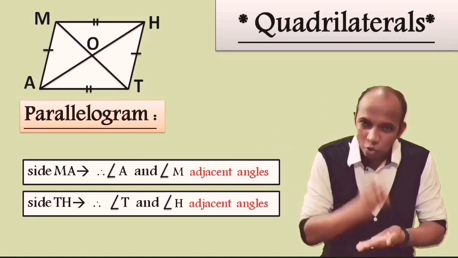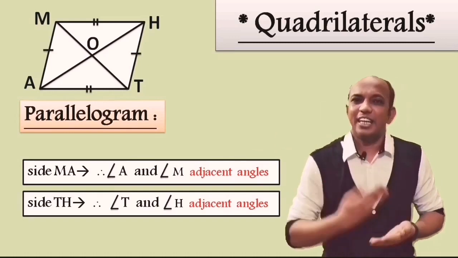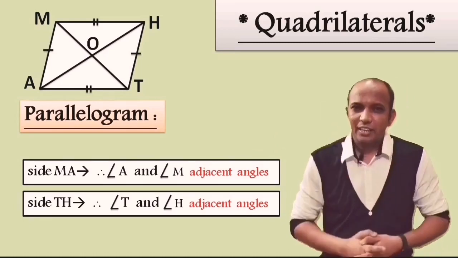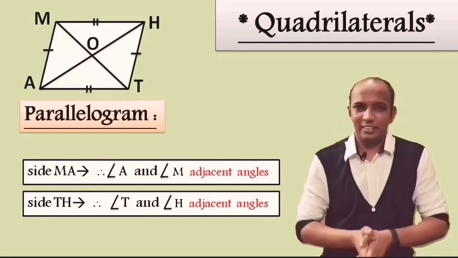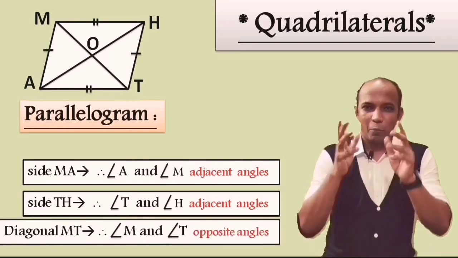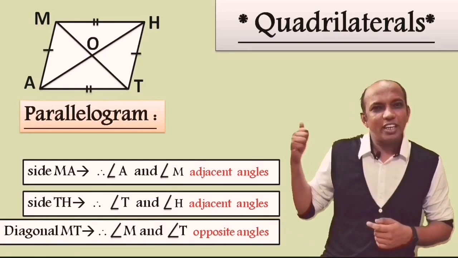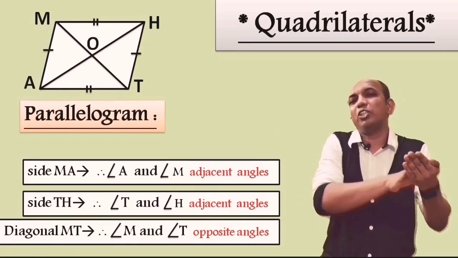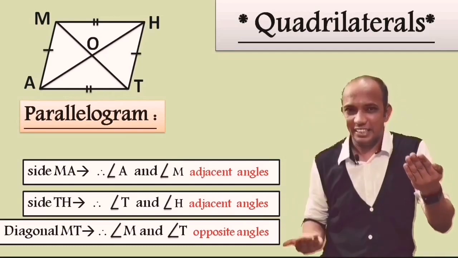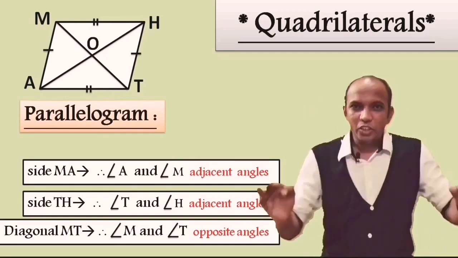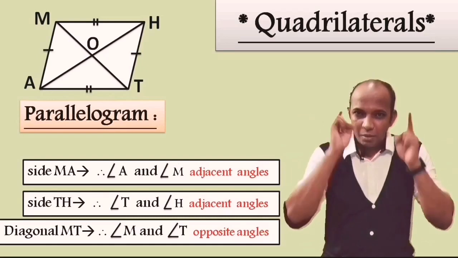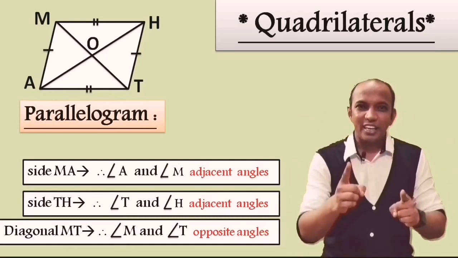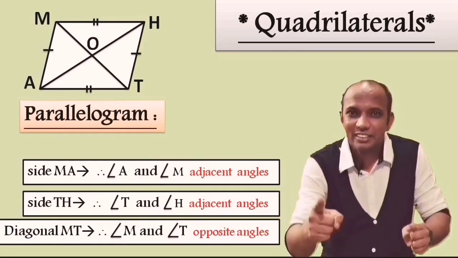The name of the side shows or indicates the adjacent angle also. For the opposite angle, keep it in mind, the name of the diagonal gives the hint for the opposite angles. So the name of the diagonal over here is MT, and so point M, that is angle M, will be opposite to point T, that is angle T. Isn't it easy? So in short, for the adjacent angle, remember the name of the side, and for the opposite angles, remember the name of the diagonal.